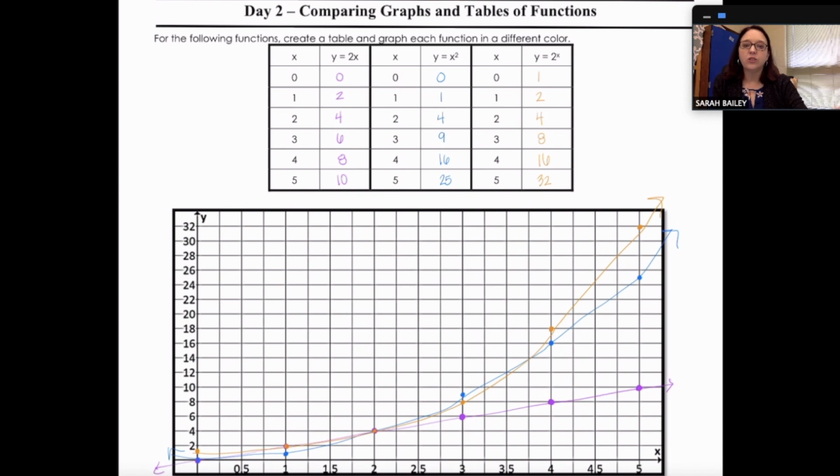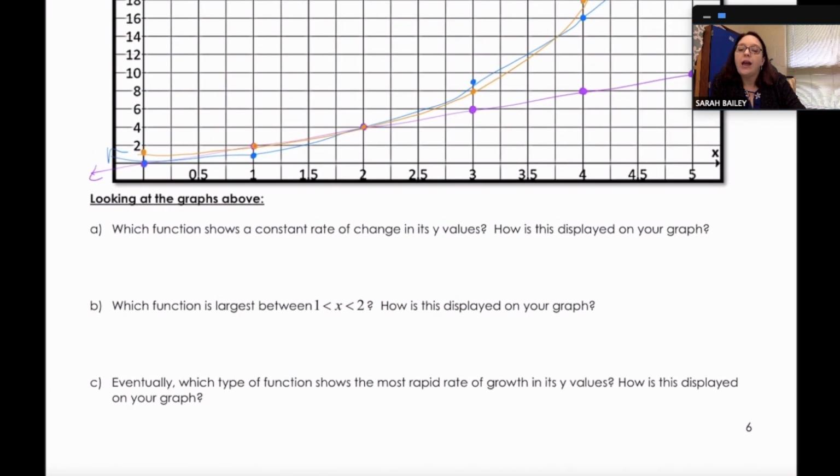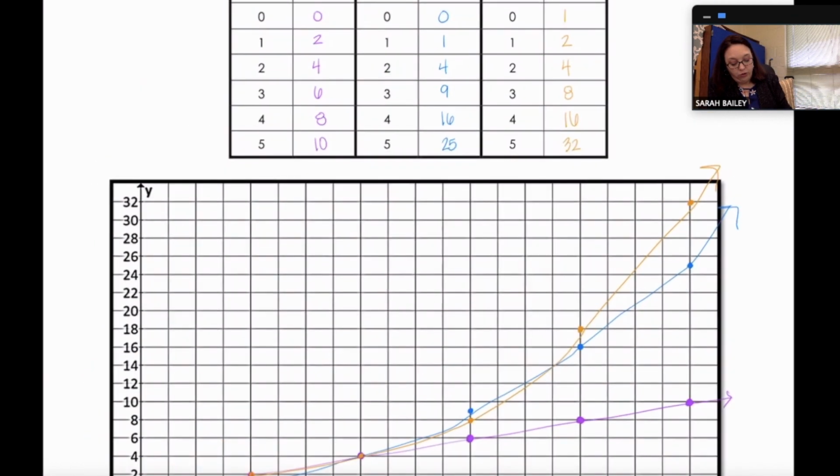Okay guys, so this is what your table should look like and your graphs. So you may need to make adjustments to your graphs or your table, and if so, pause the video and do that now. And then we're going to go ahead and answer some questions. So let's look at the questions. So A says, which function shows a constant rate of change in its y values, and how is this displayed on your graph? Well, that would be the first function.